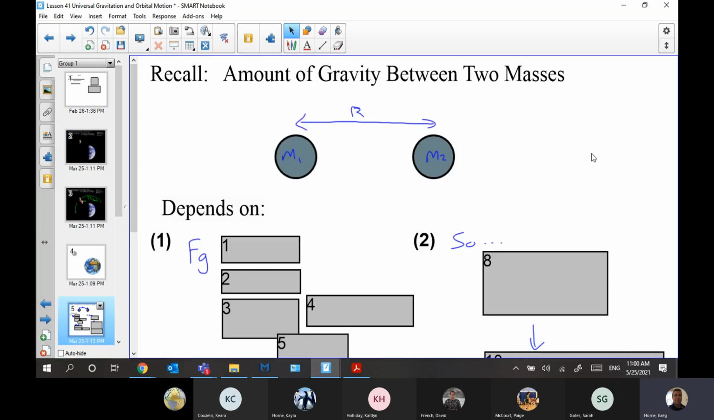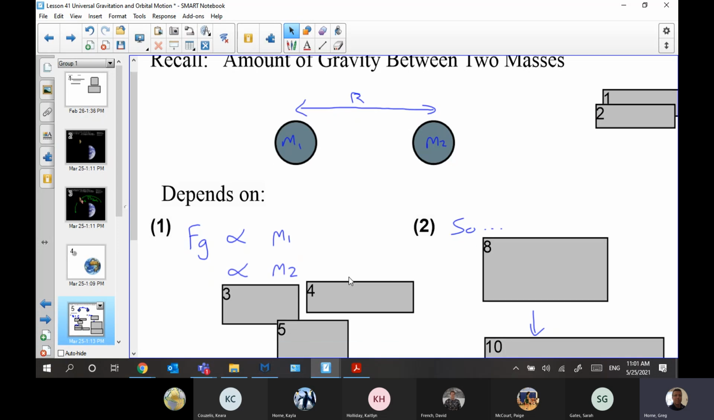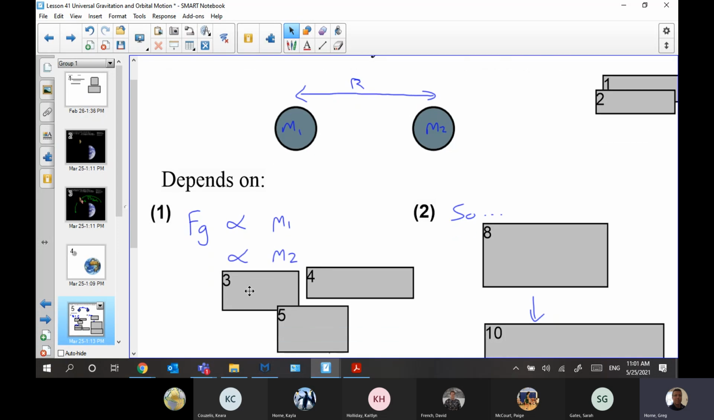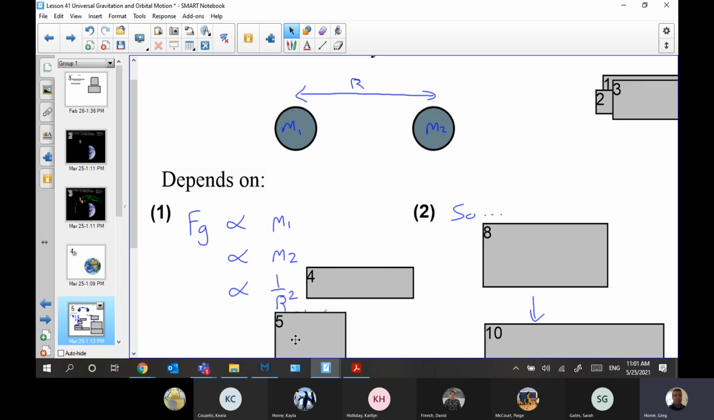Anyways, just as a quick review, we know that the force of gravity between any two masses clearly depends on the size of the masses. If we had bigger masses, you're going to have more gravity. The further apart they are, the less the force is going to be, but it turns out it's proportional to 1 over the distance between them squared. It turns out to be an inverse square law when you study it.